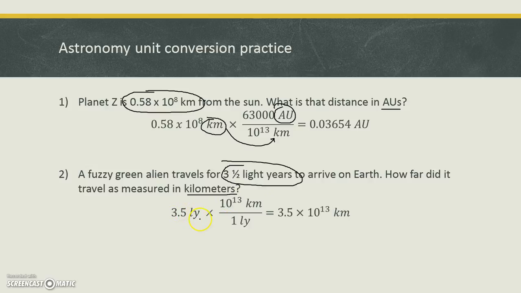All right, 3.5 light years, because 3.5 is 3.5. We take light years and we put it on the bottom. We're solving for kilometers. Light years cancel. Kilometers in our answer. There you go.